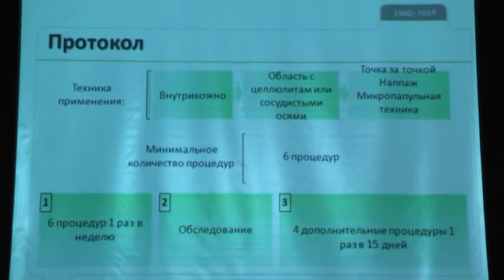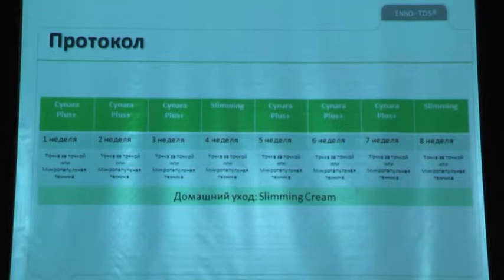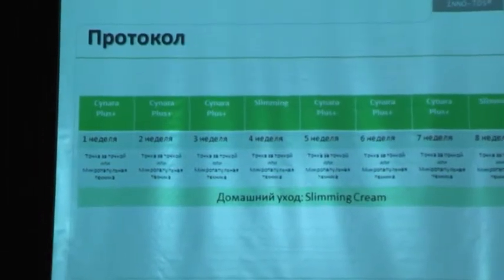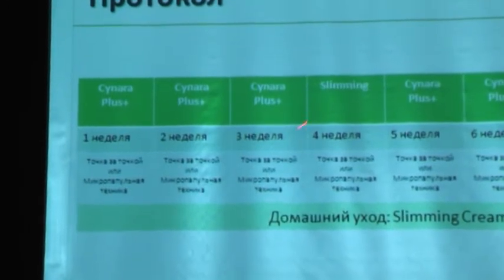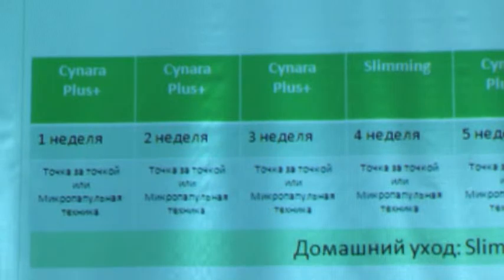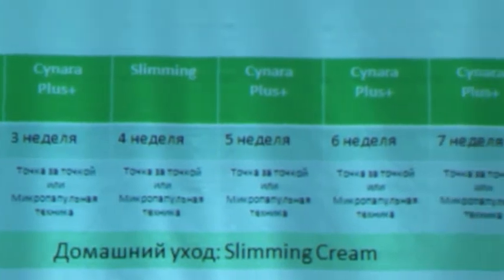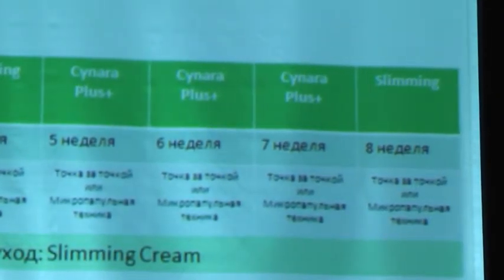And next, the protocol for this infiltrative cellulitis. Normally this infiltrative cellulitis comes with adipose cellulitis. Then we are going to fight the water retention first with Sinara Plus for 3 weeks, then apply Slimming for the adipocyte cellulitis, and again work on the water retention, and so on for 8 weeks, as you see in the protocol.